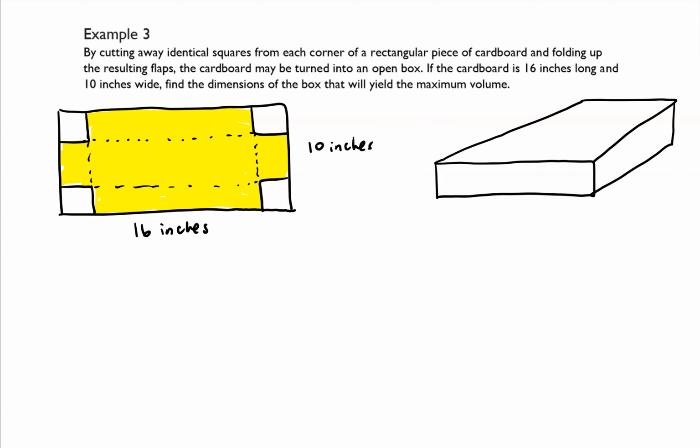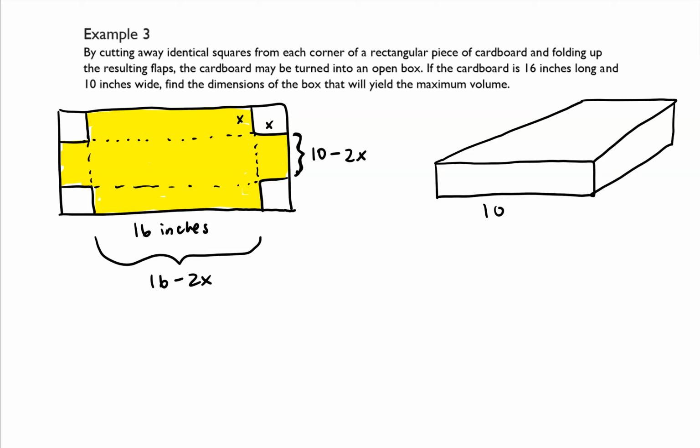And although this whole length of the original piece of cardboard is 10 inches, we want to figure out what this length is here. And so in order to do that, we need to assign a variable to the square. So this is an x by x square. And so if the whole thing is 10, then the length here would be 10 minus 2x. And similarly, the length here is going to be 16 minus 2x for whatever that x value ends up being.